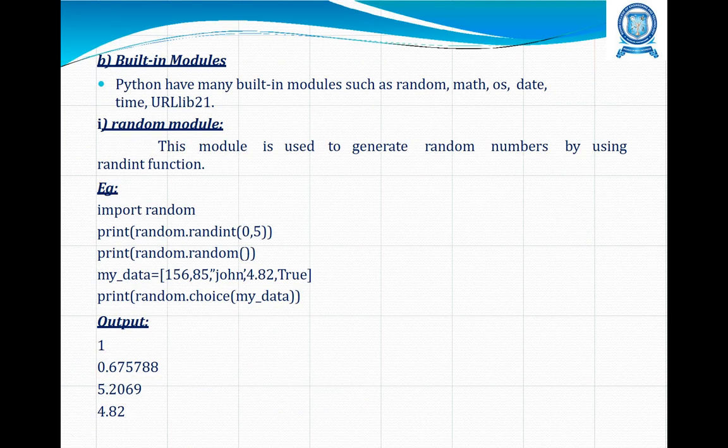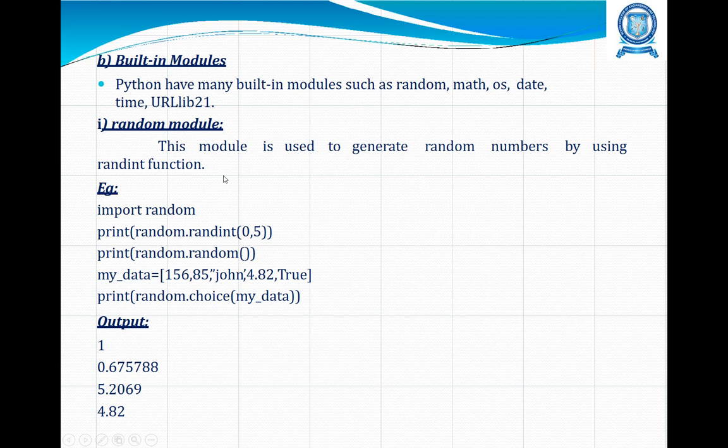Next one is built-in modules. The word built-in means predefined, already available. Python has many built-in modules such as random, math, OS, date and so on. First one is the random module. This module is used to generate random numbers by using the randint function.